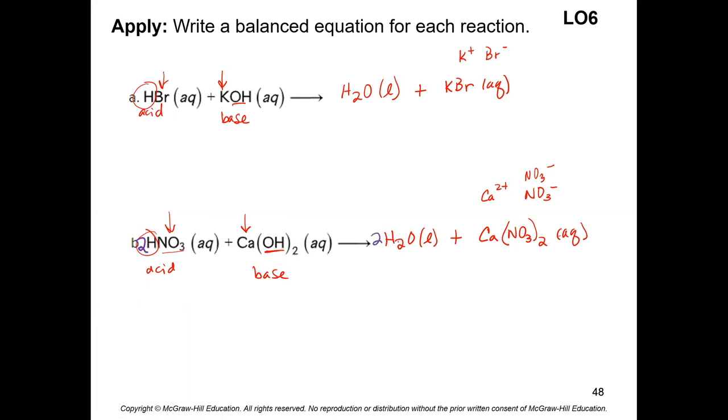Because 2 times this 2 down here, that gives me 4 hydrogens total on the right-hand side. Now I have 4 hydrogens total on the left-hand side. Okay, now let's check our oxygens. I have 2 oxygens on this side, and I have 2 oxygens on the right-hand side. So that checks out. 1 calcium and 1 calcium. So everything is now balanced.